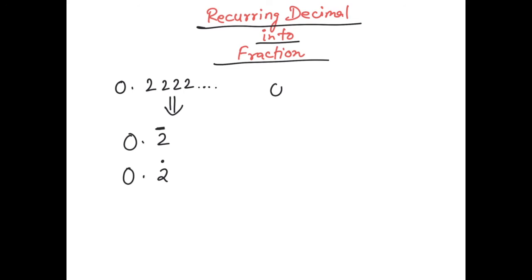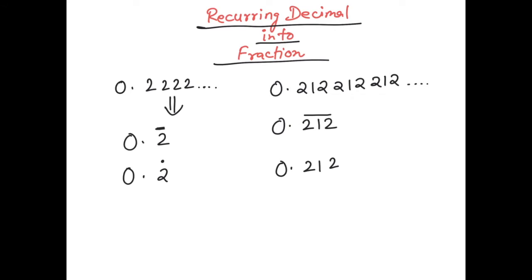Now, suppose you have 0.212, 212, 212. So it's repeating in a pattern. So you can write 0.212 with a bar on it, or with dots. Now the question comes, do you need to put dots on all three, or one, or at the end, or in the beginning? We put dots at the beginning and at the end, so we know we repeat from 2 and end at 2. So our number will be 212, 212, 212, etc.